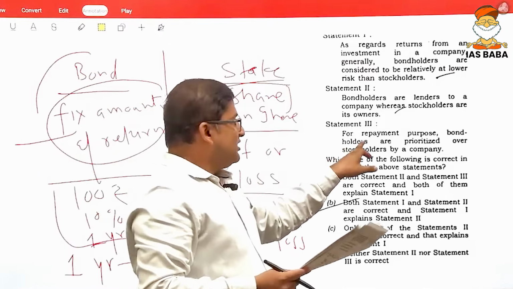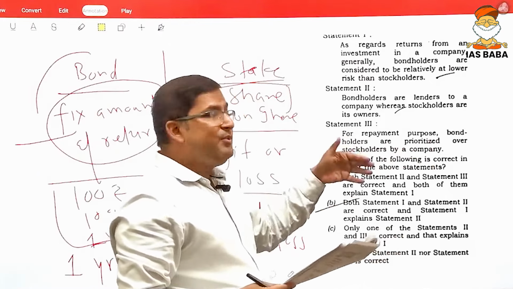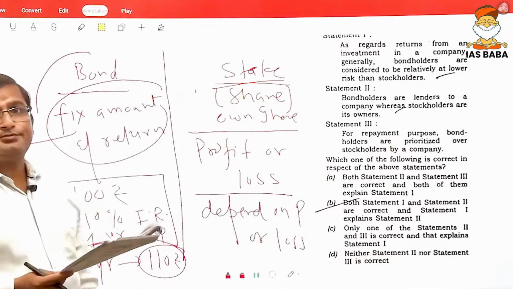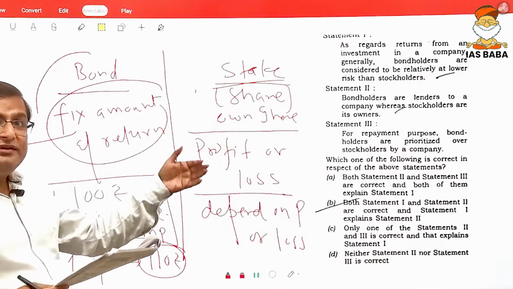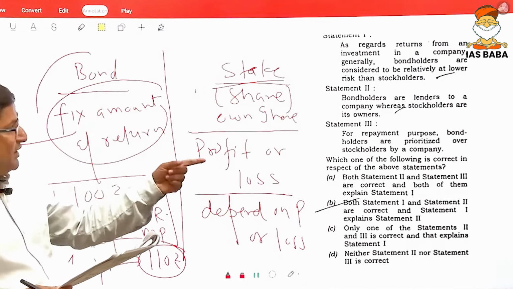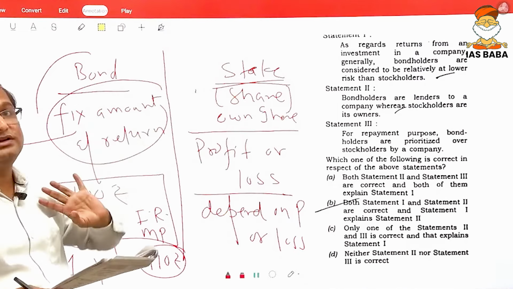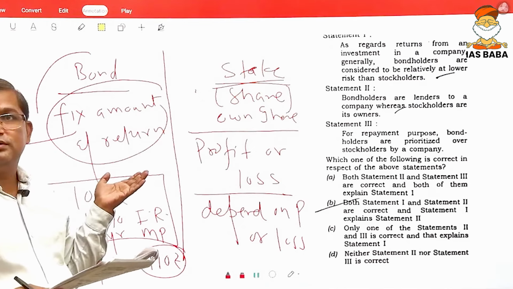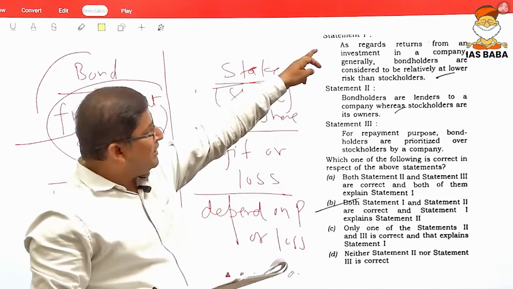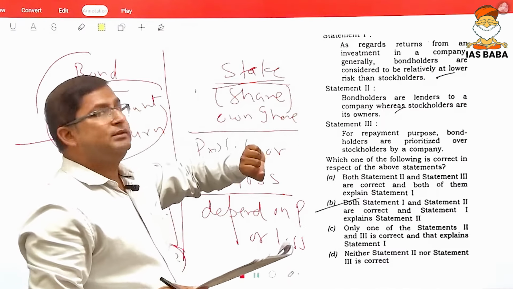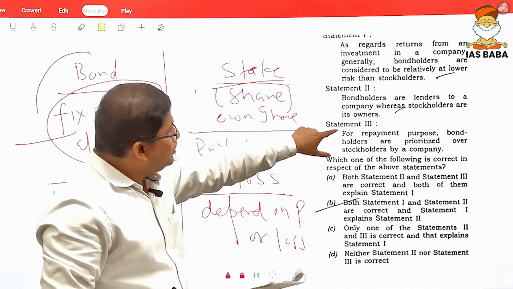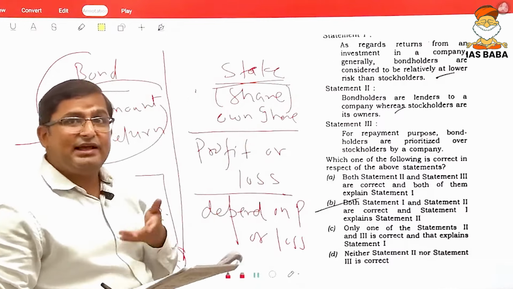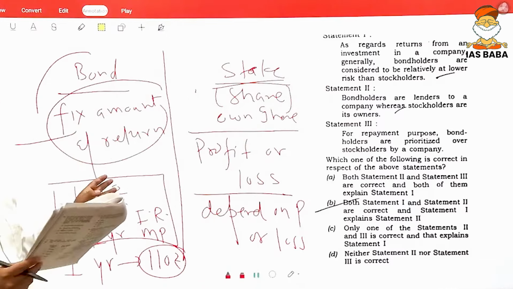Now come to statement 3. For the repayment purpose, bondholders are prioritized over the stockholders by the company. See, bondholders will first get the return. After that, shareholders, stockholders will get the return from the company. So again, bondholders are in benefit. So statement 1 is correct, and statements 2 and 3 too. These two statements are explaining statement 1 very clearly, which I have explained by giving you the example.